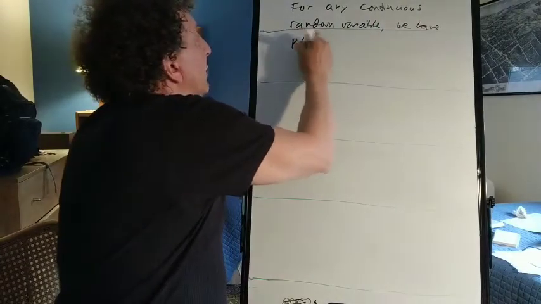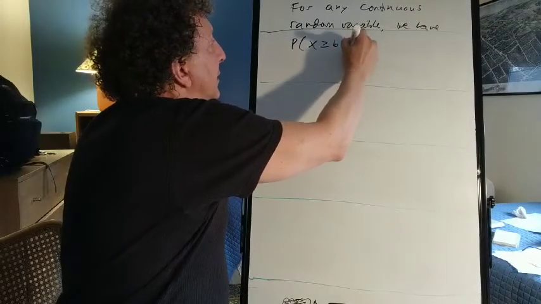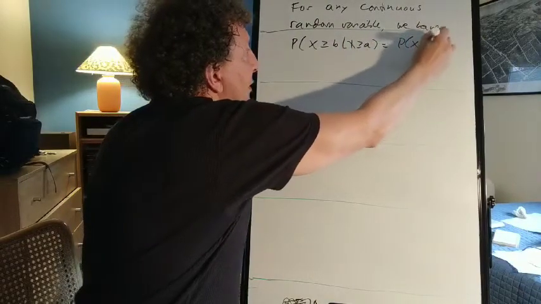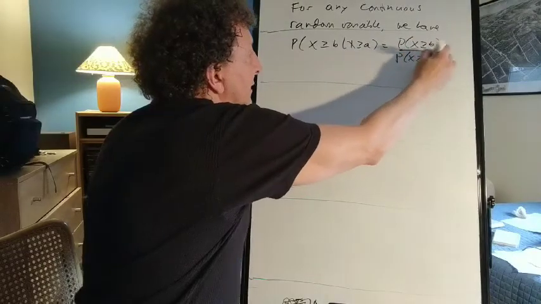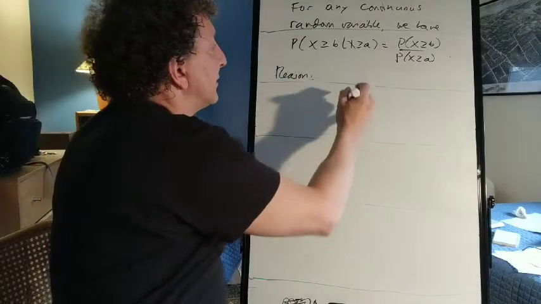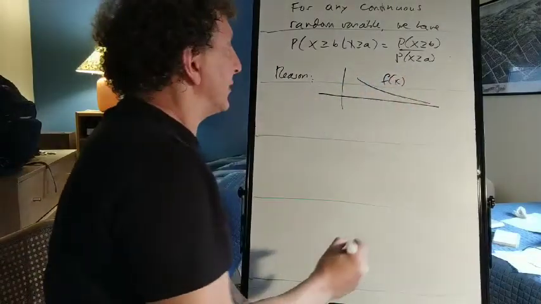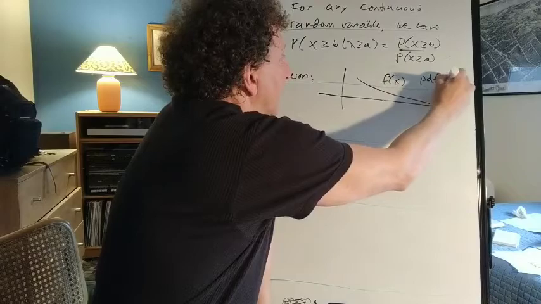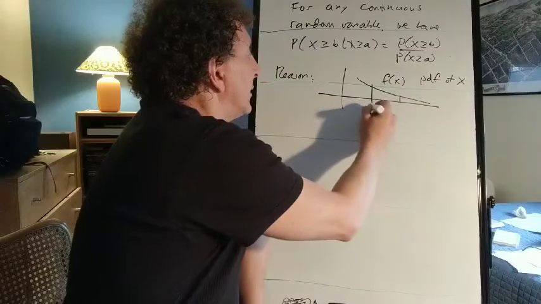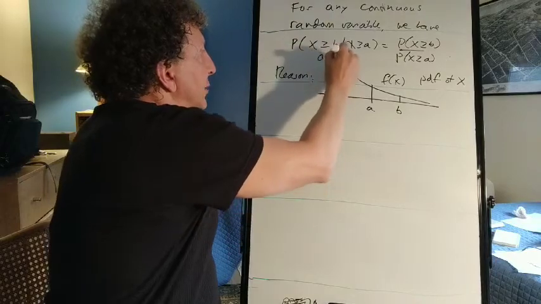we have that the probability that x is greater than or equal to b, given that x is greater than or equal to a, is just the probability that x is greater than or equal to b over the probability x is greater than or equal to a. So the reason is, let's let this be the density function. So I'm thinking of a as being a number which is less than b.